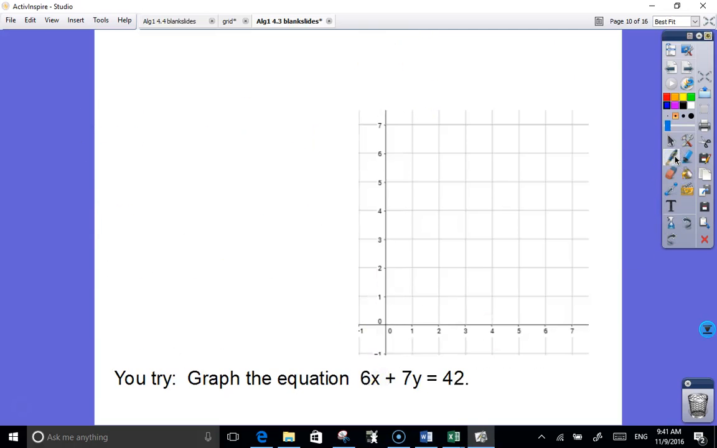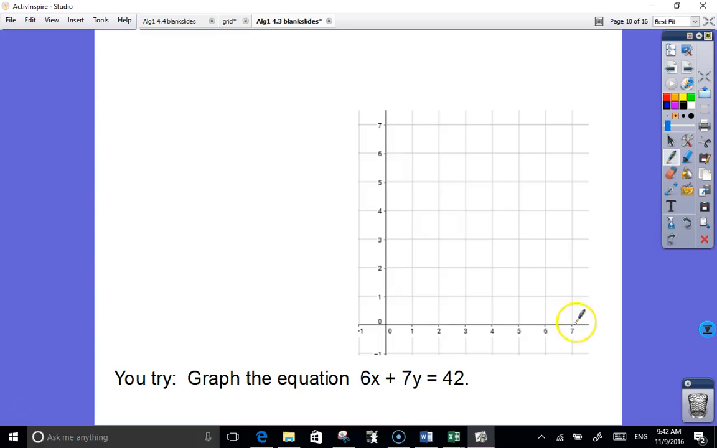Again, when you find the x and y intercepts, find the x-intercept, cover up the y. If 6x equals 42, then x equals 7. Cover up the x. If 7y is 42, y equals 6. Plot those 2 points.